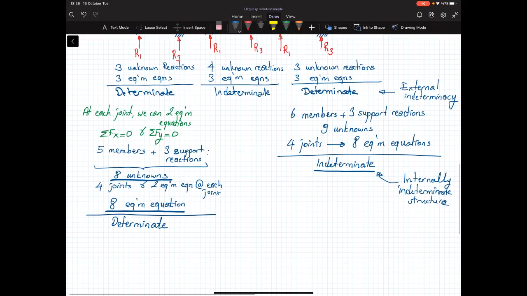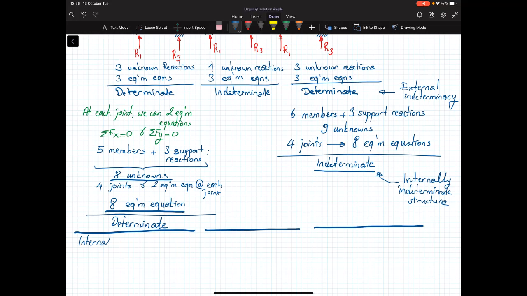So if we just write different classifications for these types of trusses, the first one is an internally and externally determinate structure.